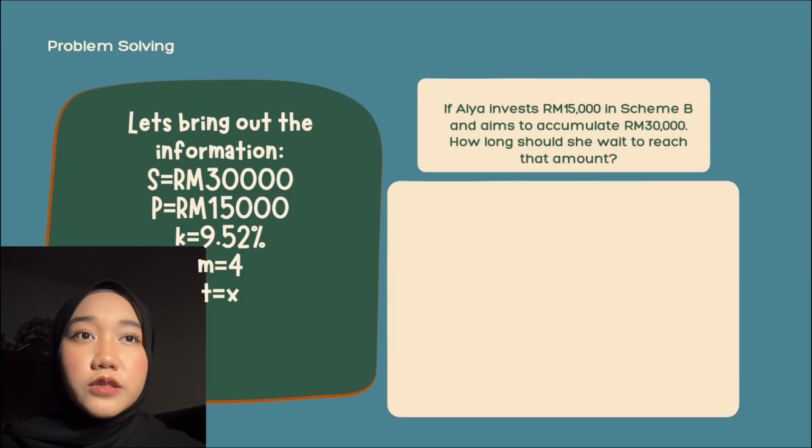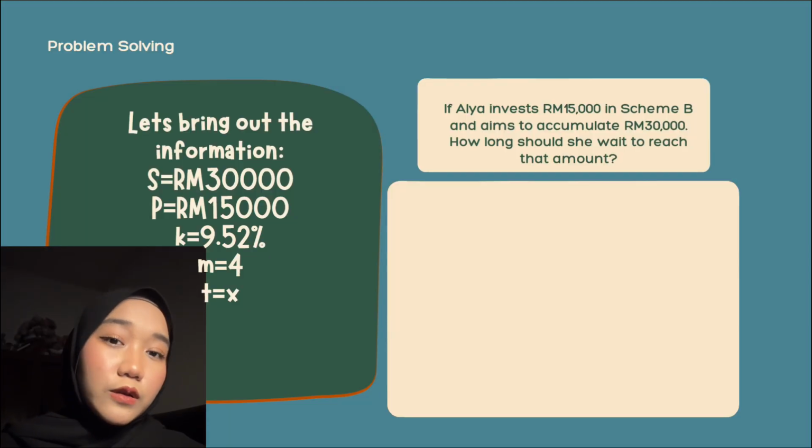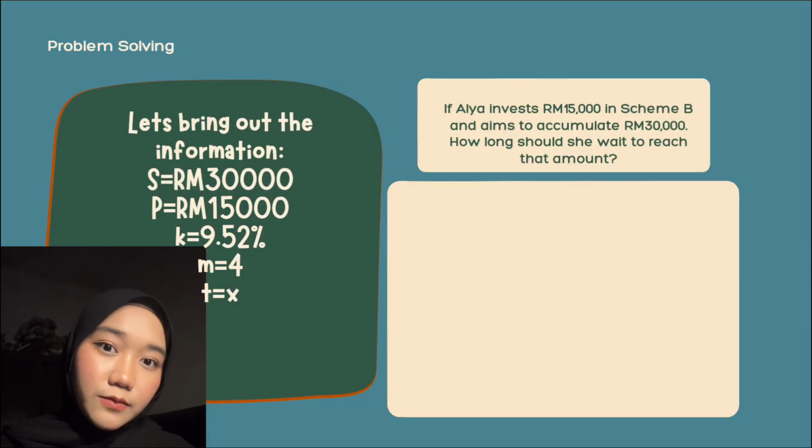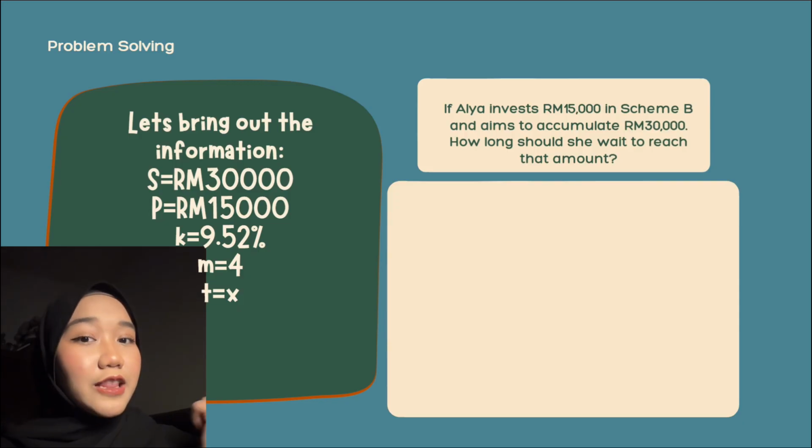S equal to 30,000 ringgit, P equal to 15,000, K equal to 9.52%, M equal to 4, and T equal to X. So, how to find the X? Okay, let's move.